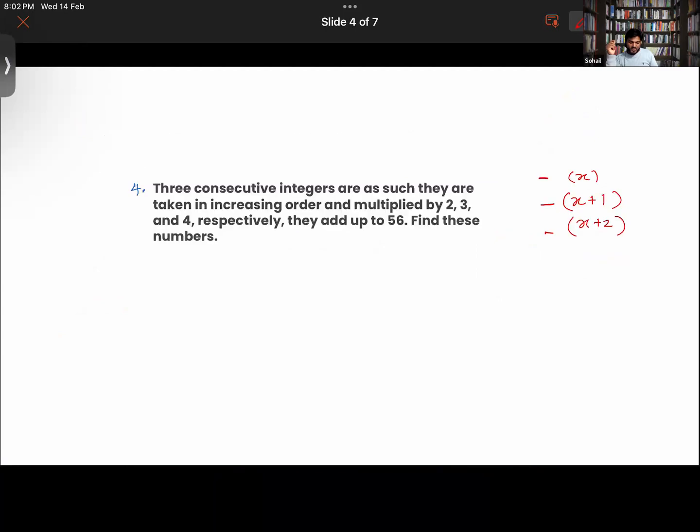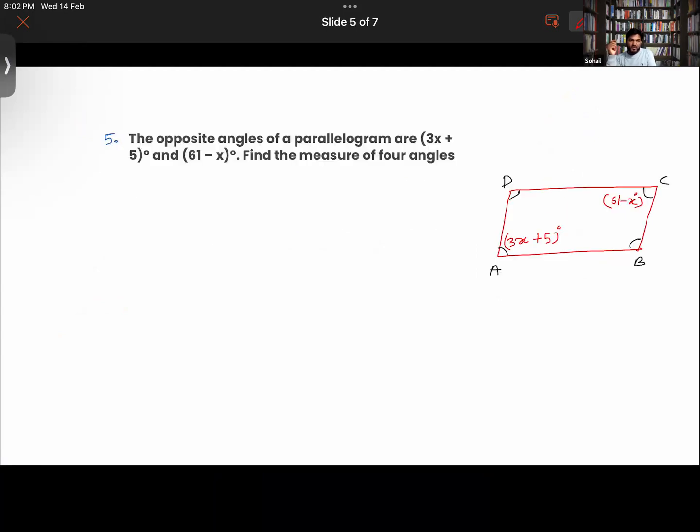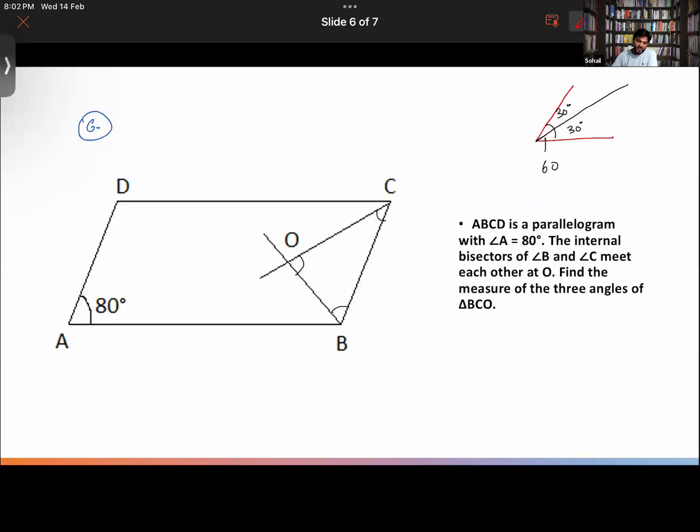Question number 4 is a little bit different now. Both of them are different. Here you have to find the measure of all the four angles, what is A, B, C, and D. And here you have to find only these three angles. Let me mark it: 1, 2, and 3. Arham, you're getting the question now?